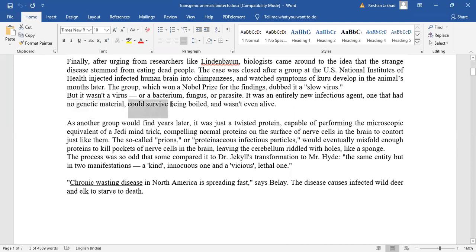And one more thing, it could survive being boiled and was not even alive. So first, because it was an infectious particle made only of protein, it was not alive. Second thing is, if you boil or roast this particular flesh or the part of the organism in which this protein is present, it will survive even the boiling. Okay.